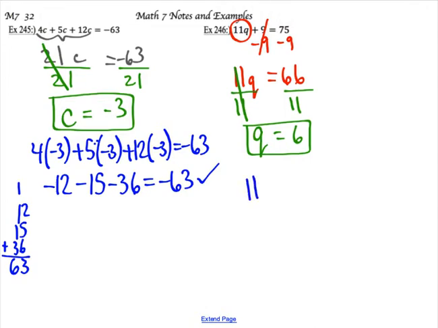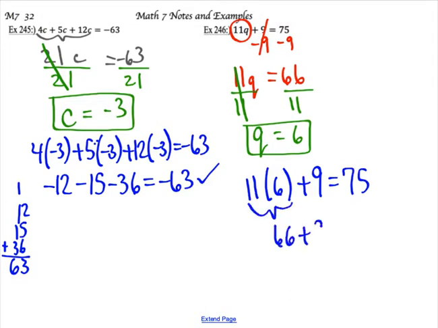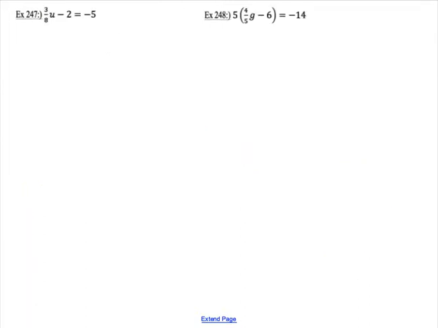We've got 11 times 6 plus 9 equals 75. We're just checking our solution. 11 times 6 is 66, plus 9 equals 75. That is true. So our solution does check out.